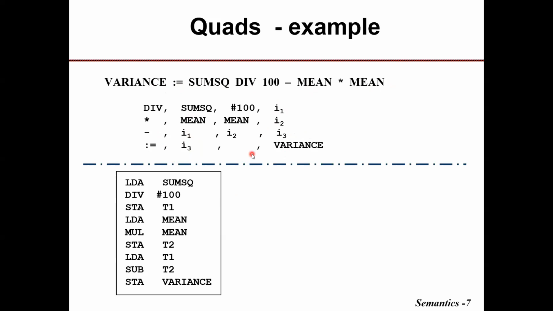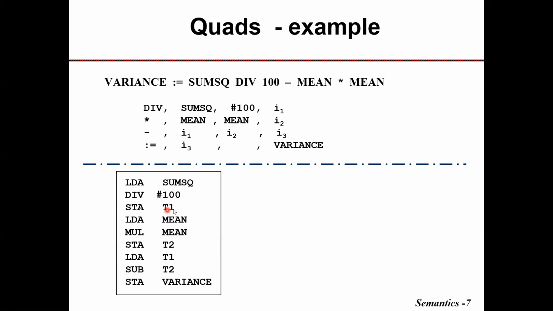All right, now to show you how you could generate code from this example, what we need to do is put sum square into the accumulator register. So we'll do the LDA sum square. Now we have that in the accumulator. We have an immediate value here, so we can just do a divide with that immediate value. And then we can store the accumulator register into a temporary location here.